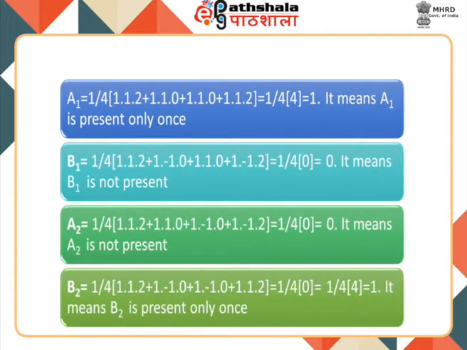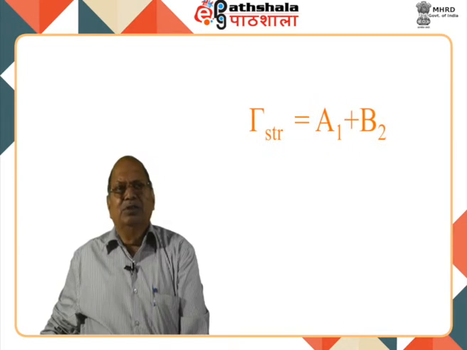Let us check the B2 mode, which is equal to 1/4 times (1×1×2 + 1×(-1)×0 + 1×(-1)×0 + 1×1×2), which is equal to 1/4 times 4, that is 1. It means B2 is present only once. Thus, tau stretch is equal to A1 plus B2.